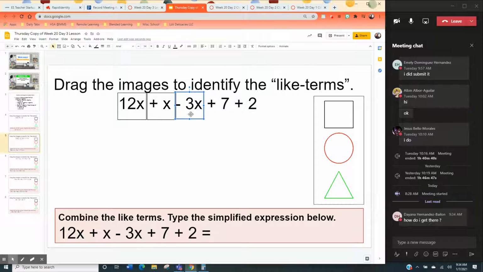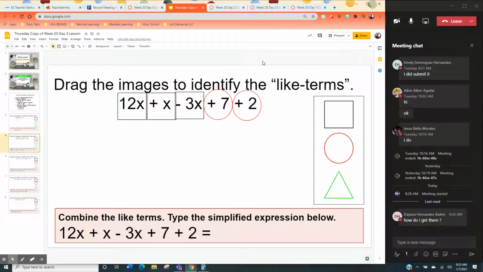because they all have the variable x in there. Then plus 7 and plus 2 are also like terms because they are both just the number. So I'm going to go ahead and I'm going to solve.